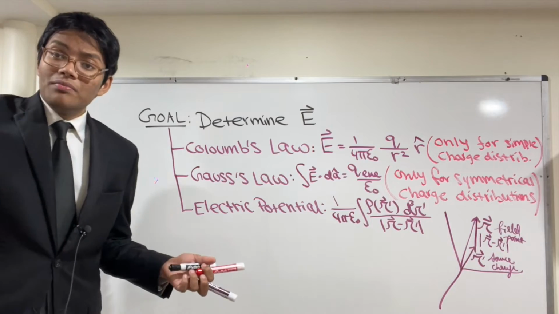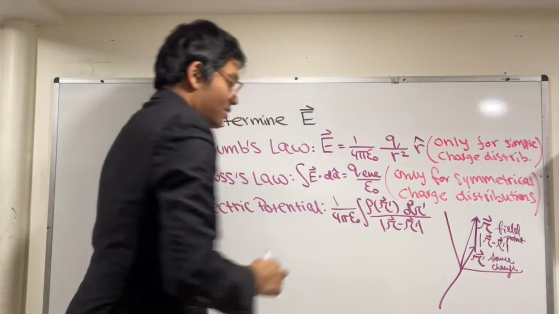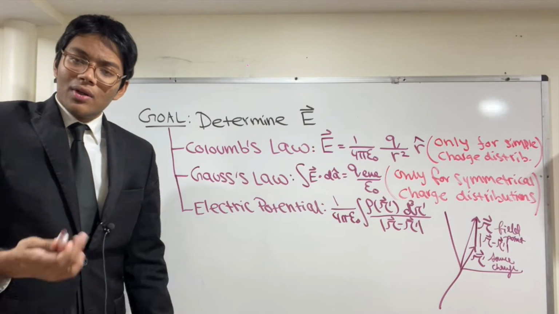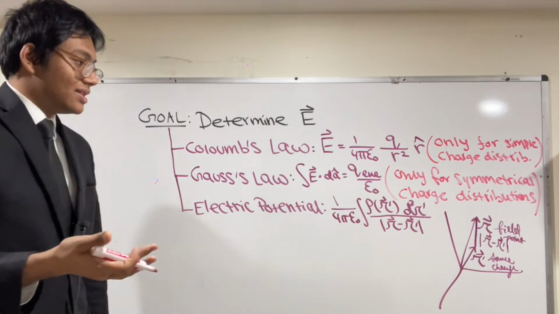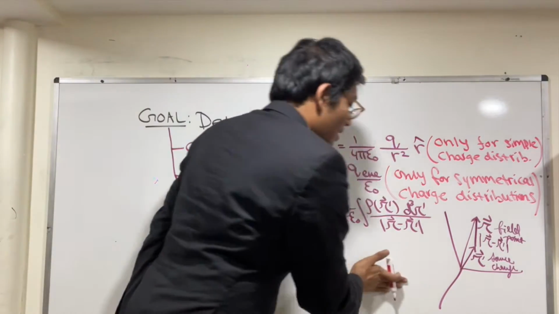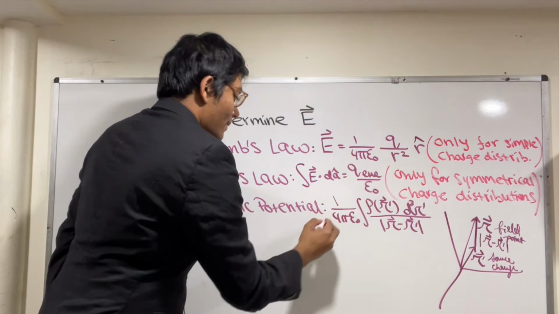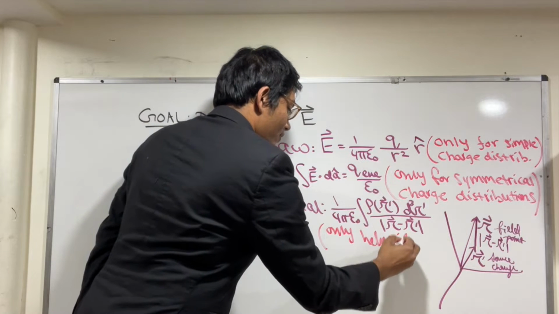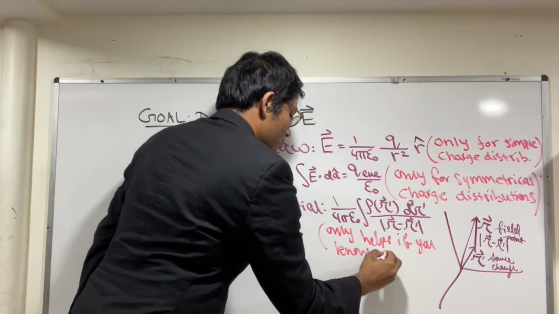But it has its own pitfall, doesn't it? Because what does it rest on? Rho, right? What if you don't know rho? Well, why wouldn't you know rho? Well, you wouldn't know rho for the case of a conductor, for example, when you don't know how much charge is induced on a surface. So rho can be hard to come by for a conductor. So let's write that down. This only helps if you know rho, the volume charge density.